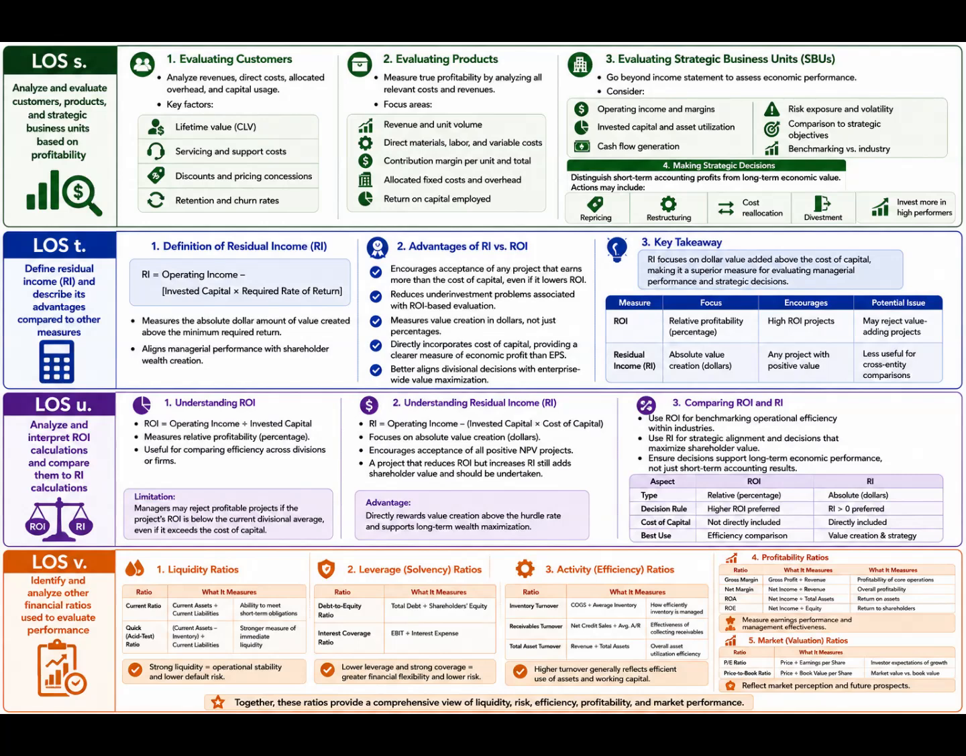When comparing ROI and RI results, analysts must determine whether decisions support long-term economic performance. RI is generally superior for strategic alignment, while ROI remains useful for benchmarking operational efficiency within industries. LOSV. Identify and analyze other financial ratios used to evaluate performance. Liquidity ratios, such as the current ratio and quick ratio, assess a firm's ability to meet short-term obligations. Strong liquidity indicates operational stability and lower default risk.